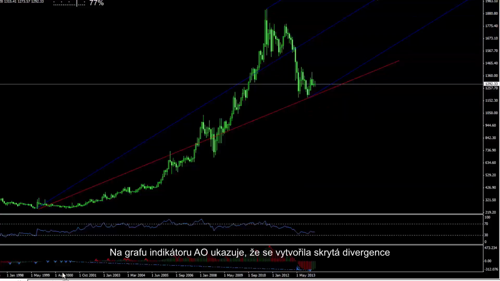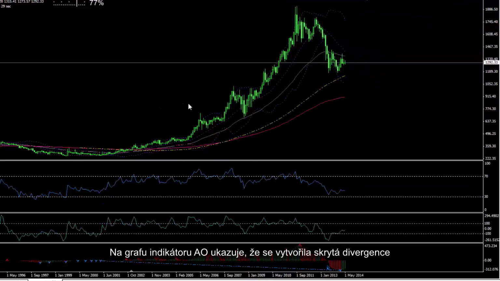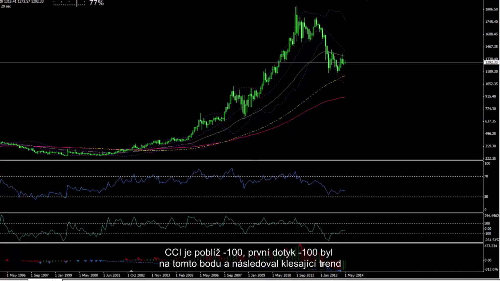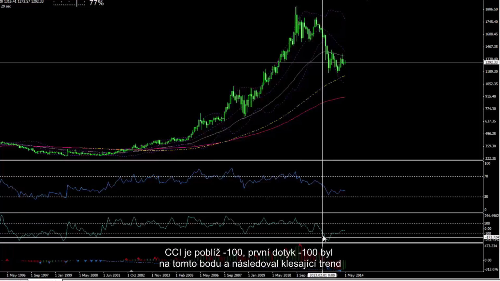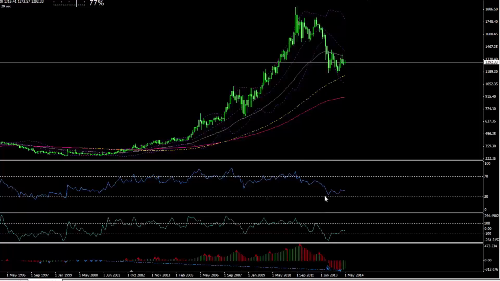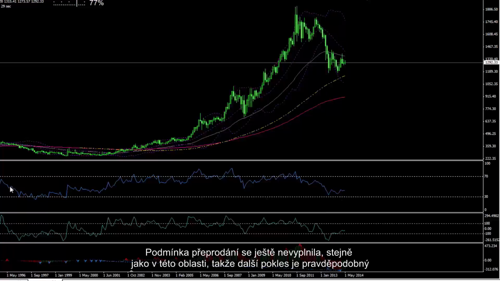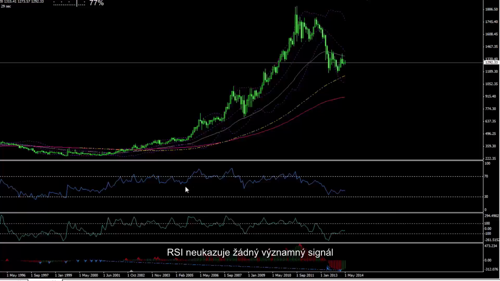On an indicator chart, AO shows that a hidden divergence is formed. CCI is near -100. The first touch of -100 was on this spot, followed by a downward trend. Oversold condition has not happened yet, just like in this region. Thus, a further decrease is still possible. RSI does not show any significant signal.